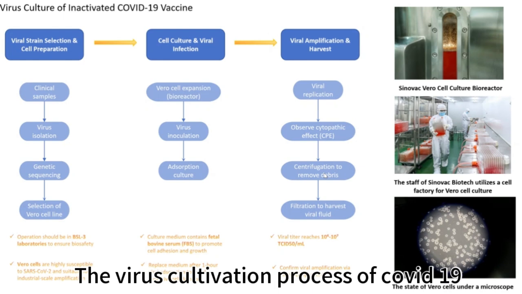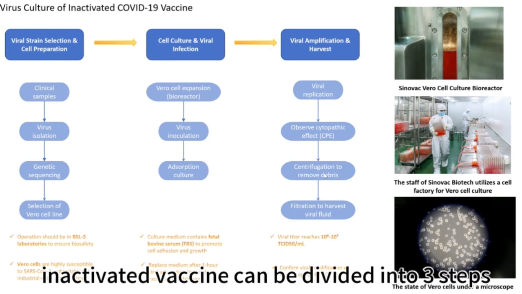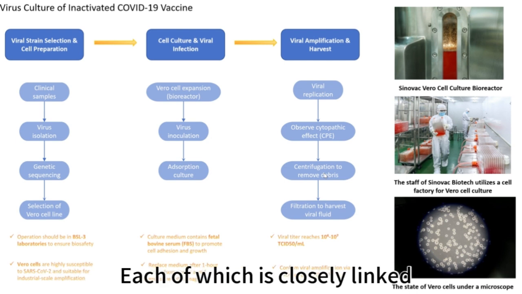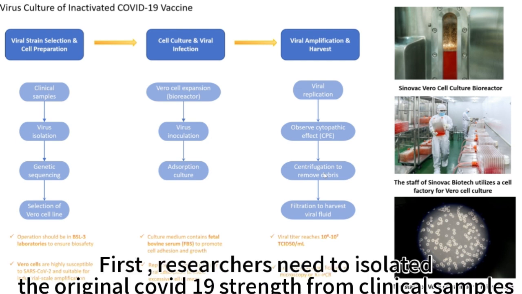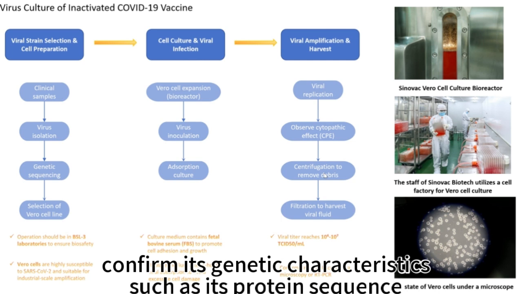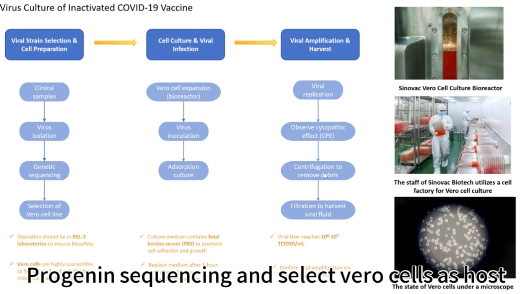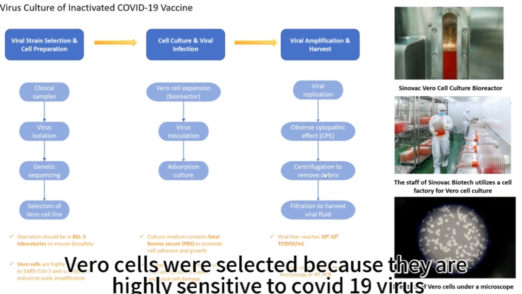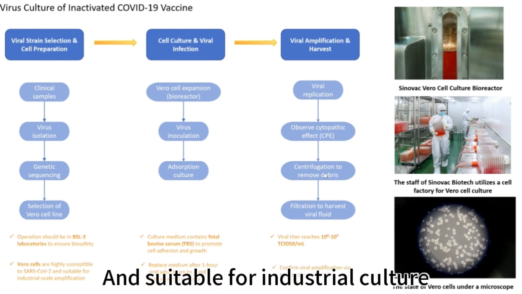The virus cultivation process of COVID-19 inactivated vaccine can be divided into 3 steps, each of which is closely linked. First, researchers need to isolate the original COVID-19 strain from clinical samples, confirm its genetic characteristics such as S protein sequence through gene sequencing, and select viral cells as host. Viral cells were selected because they are highly sensitive to COVID-19 virus and suitable for industrial culture.